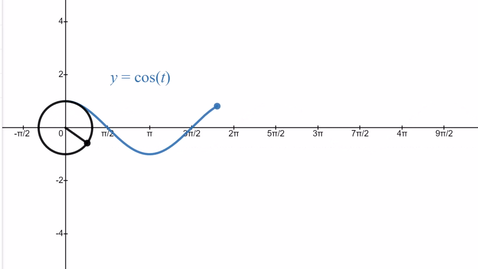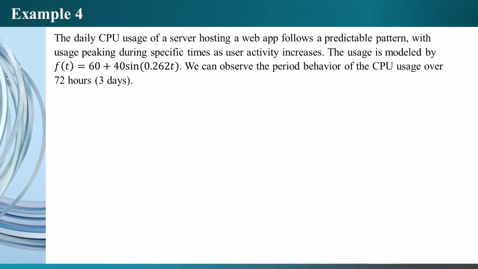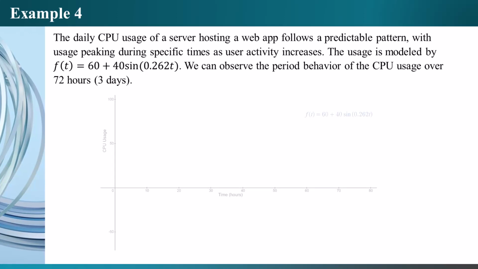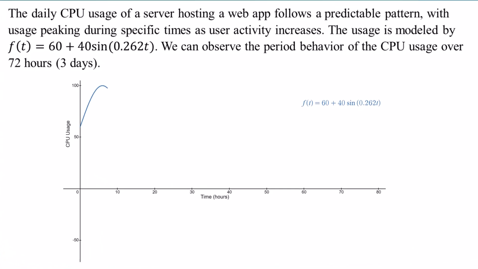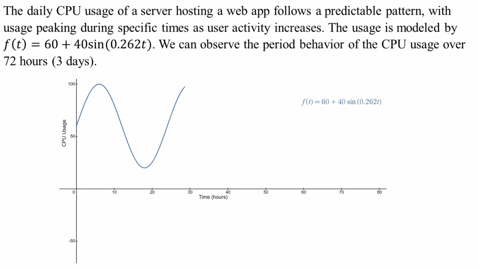So often, when we are trying to model systems that have periodic behavior, we will do so with a function that involves sine or cosine. Let's take a look at one. The daily CPU usage of a server hosting a web app follows a predictable pattern, with usage peaking during specific hours as user activity increases. The usage is modeled by f of t equals 60 plus 40 times sine of 0.262 t. Now we can observe the periodic behavior of the CPU usage over 72 hours, or 3 days.